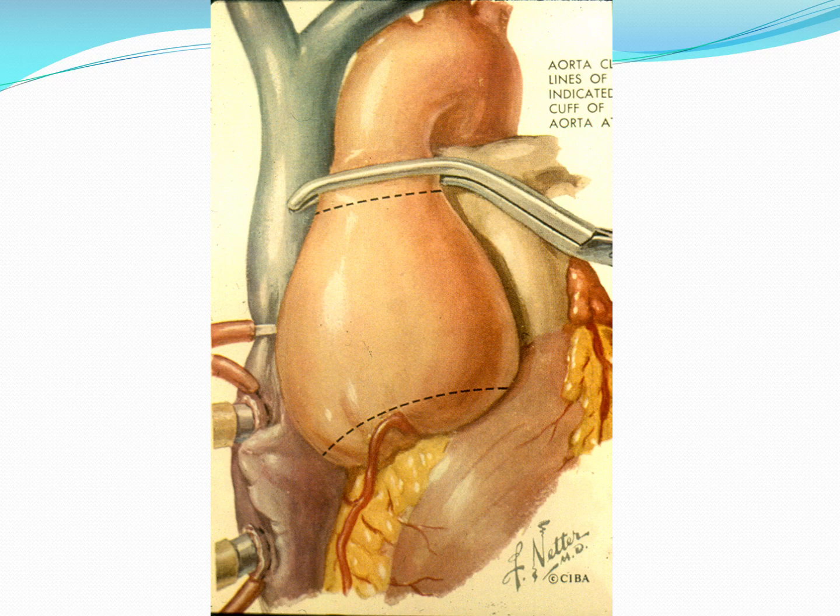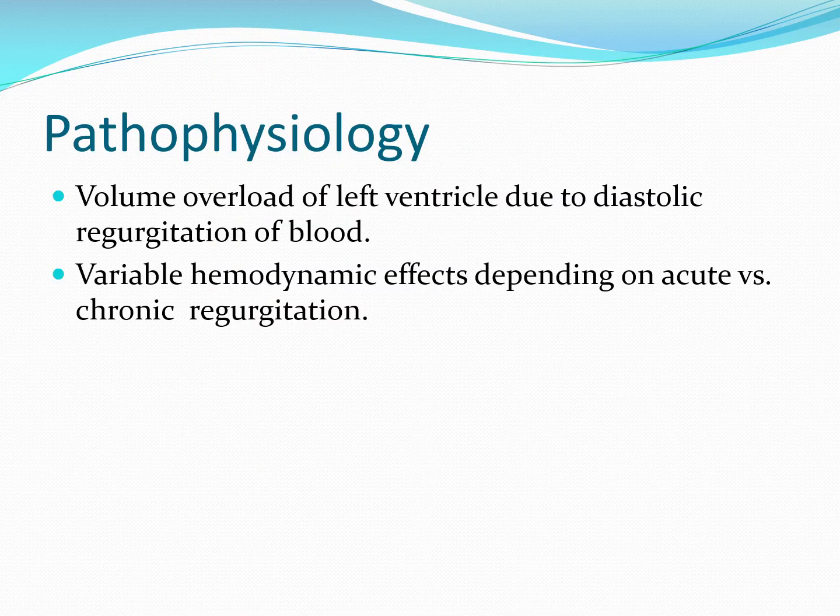This is how an aneurysmal aorta will look like, and you can imagine that the leaflets inside have all been pulled away from each other, and you can have severe aortic regurgitation. Now, coming to pathophysiology, we have volume overload of the left ventricle due to the diastolic regurgitation of blood.